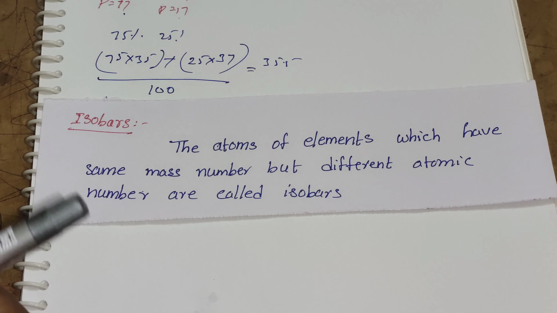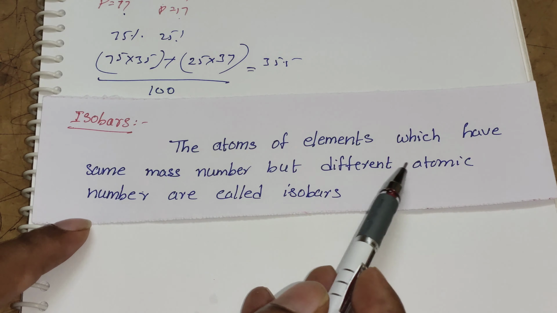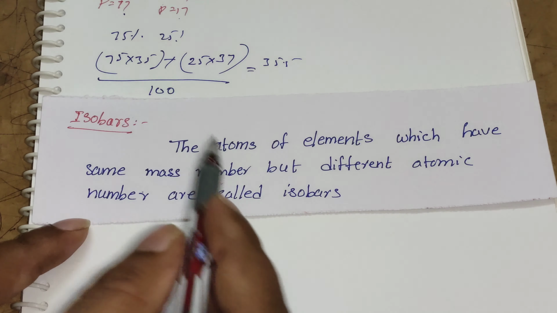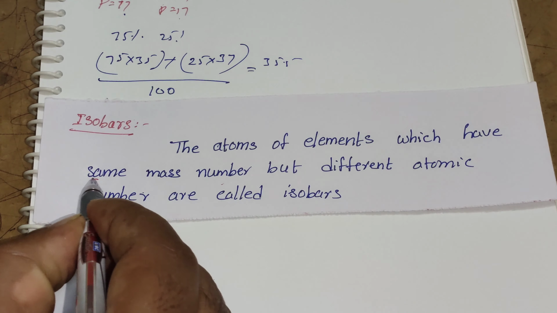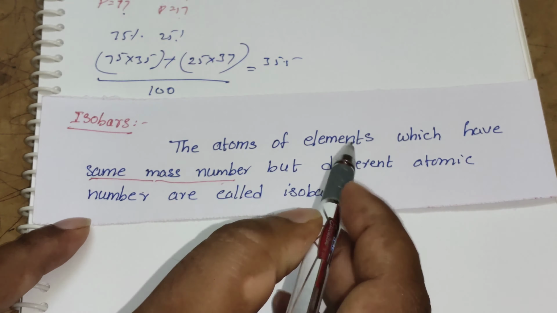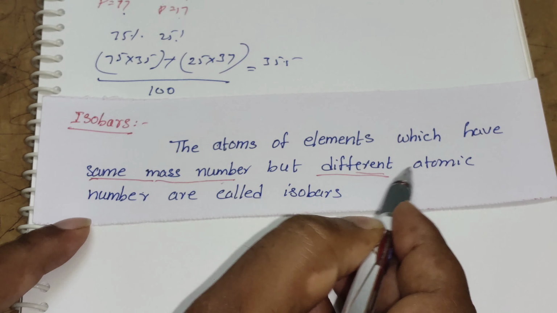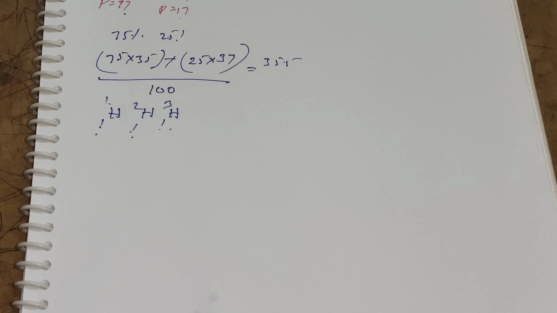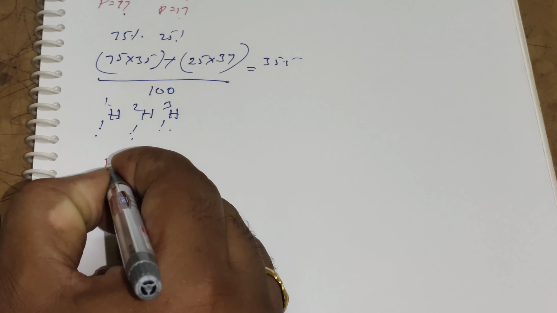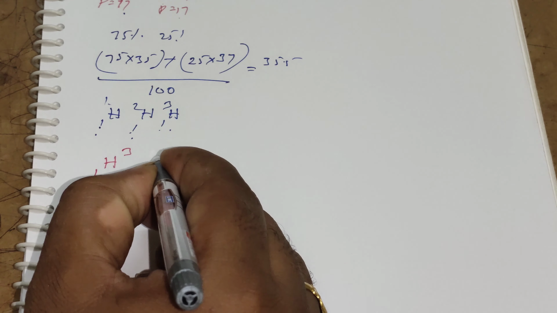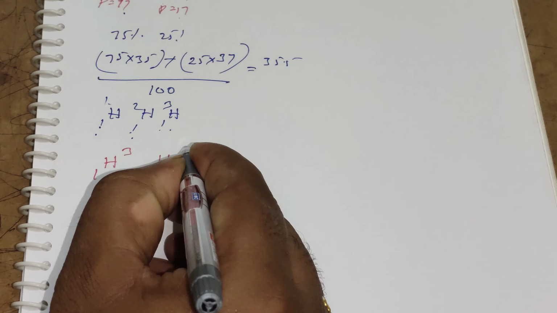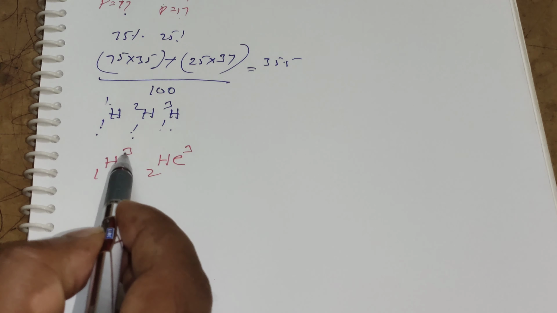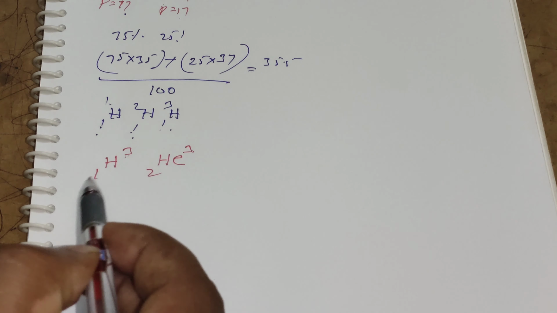Next one is isobars. The atoms of the elements which have the same mass number but different atomic number are called isobars. So here the mass number is the same and the atomic number is different. For example, here I am taking H-3 and helium-3, the H-3 isotope and the helium-3 isotope, and here the mass numbers are the same but the atomic numbers are different.